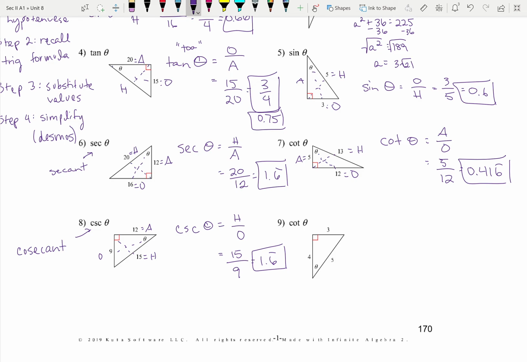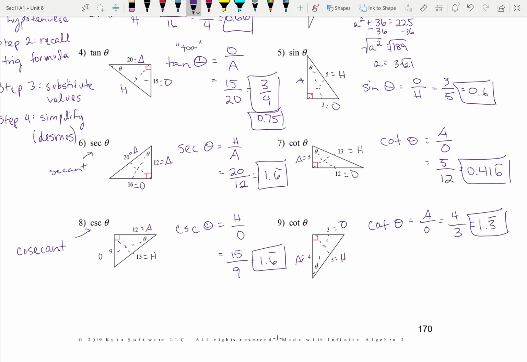Last one is another cotangent one, very similar to number 7. So we've got opposite, hypotenuse, and then this one must be adjacent. So cotangent of theta is adjacent over opposite. Adjacent is 4, opposite is 3. You could leave it as 4/3, or 1.3 repeating. Okay, and that's called just finding the trig function.